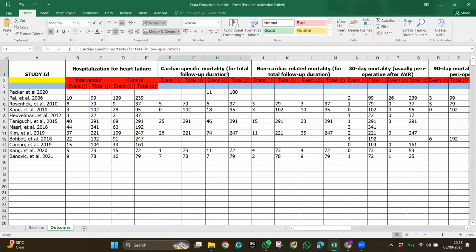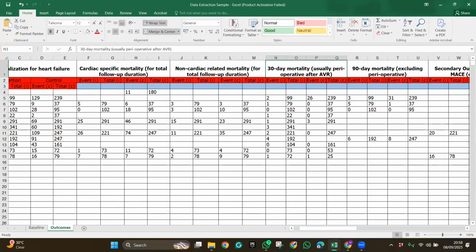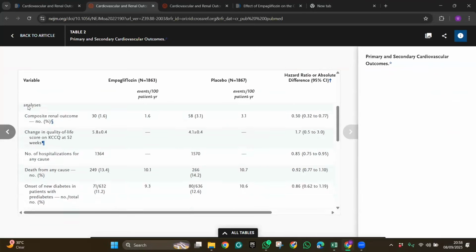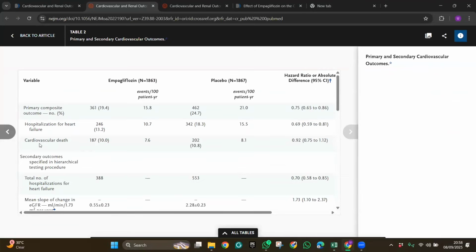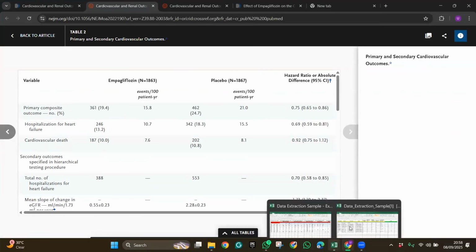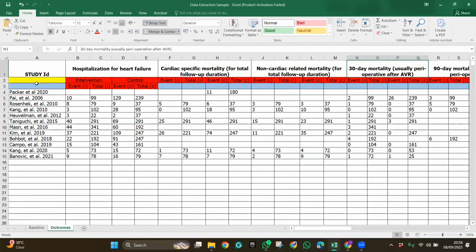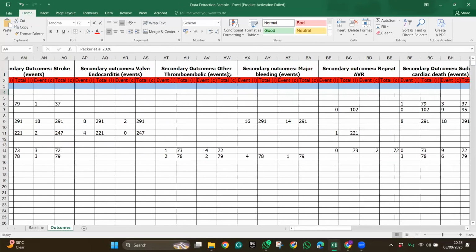For example, the second outcome, I'll paste it here. Then the third one will go here. Fourth one will go here. So you're going to copy all of these outcomes, and then you're going to paste them on your extraction sheet. So you're going to have a sheet in which you'll have study ID, Packer et al. 2020, and then you're going to have all these outcomes.